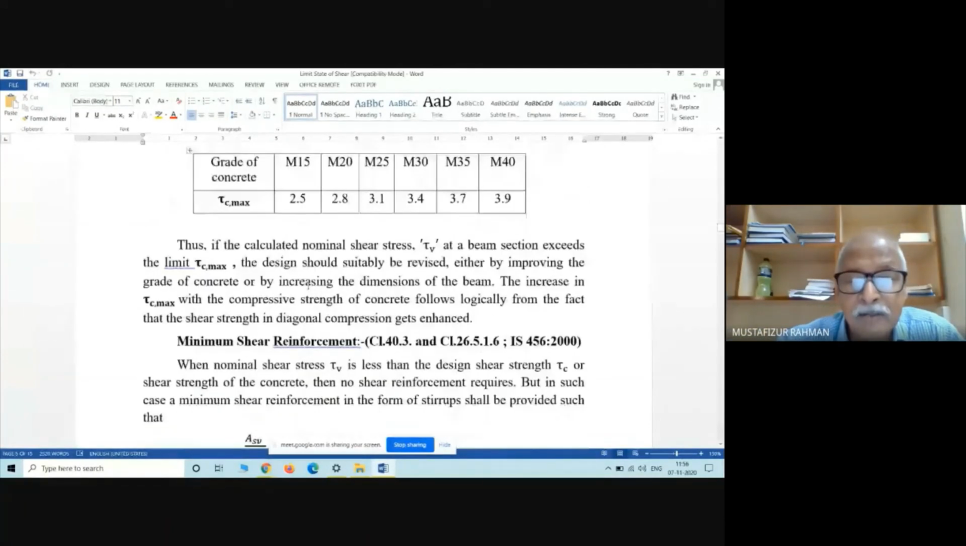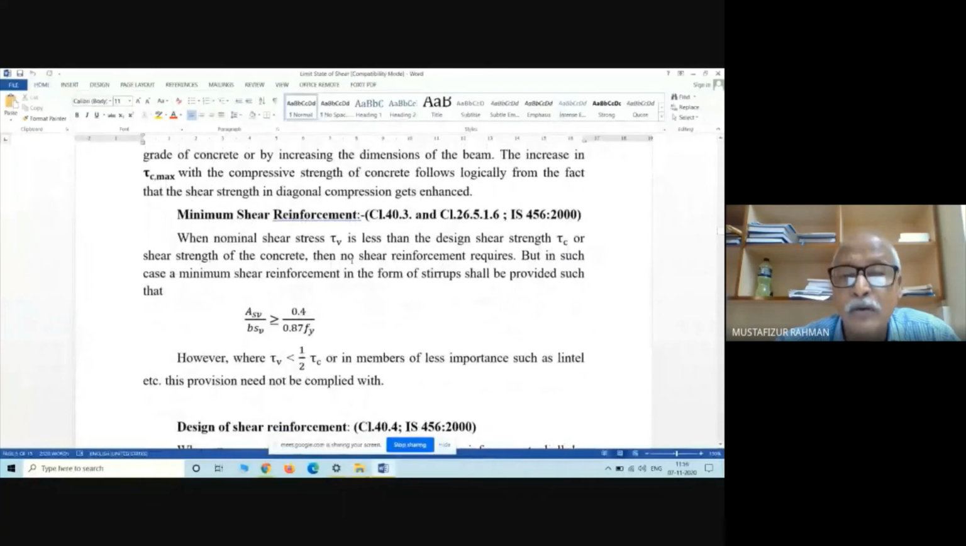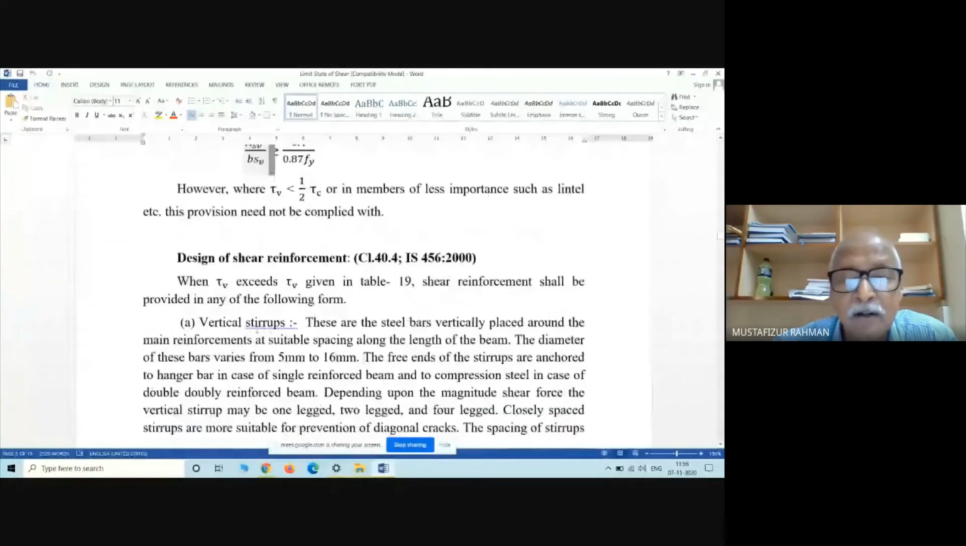So this is the minimum shear stress, again with respect to the clause. This is the expression: Asv by b sv greater than or equal to 0.4 by 0.87 fy. Again, this is in your code. From this we will be able to find out, our basic interest being sv, the spacing. Asv is the area of stirrup. So we'll be able to find out spacing. So this is the design of shear reinforcement.